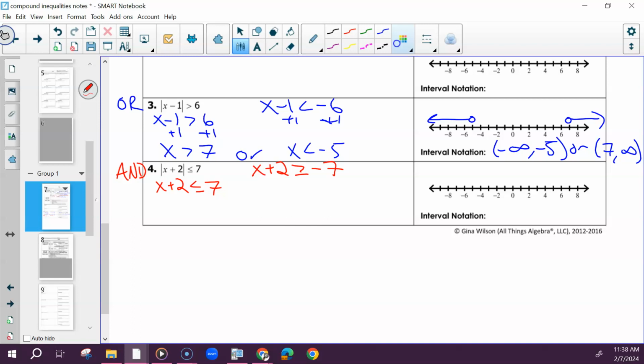And what you could do if you wanted it to be already in condensed form is put the least number, less than or equal to, put the middle, x plus 2, and then less than or equal to 7. So you could either solve them separately or solve them all together. That is up to you. At the end, though, you still need something that looks like this.